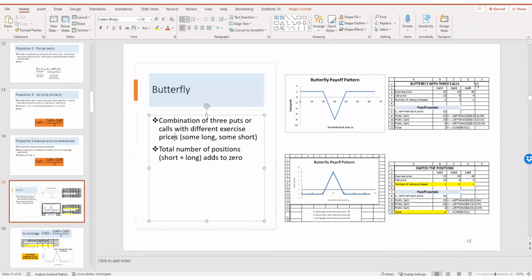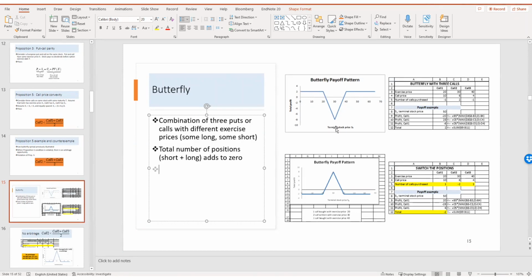Like in this case, you have 3 different calls. The exercise prices are 20, 30, and 40. The call prices are $10, $6, and $4. And for the number of positions, there will be some short positions and some long positions. The number of positions should add to 0, meaning that if you want to sell 2 call 2, then you need to buy 1 call 1 and 1 call 3. So therefore, they add up to 0.